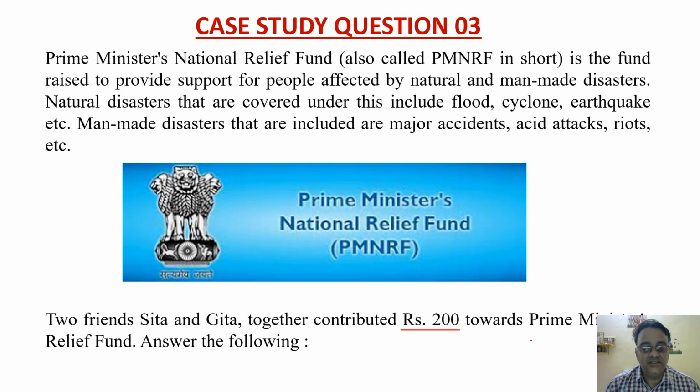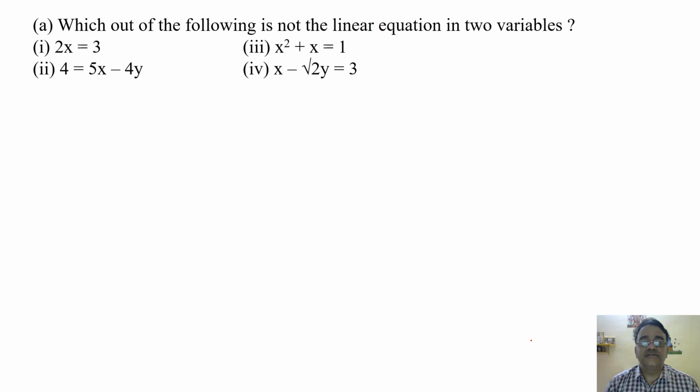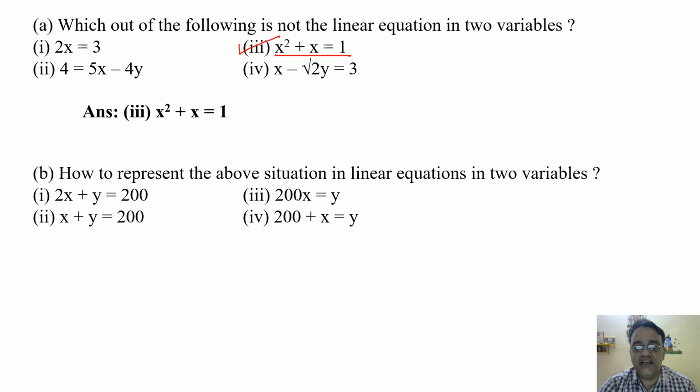So answer the following. First, which out of the following is not a linear equation in two variables? Third option. Third option, right? Correct, because here the degree is 2. So this is the correct answer. Now, how to represent the above situation as a linear equation in two variables?